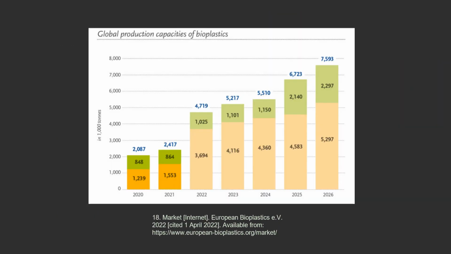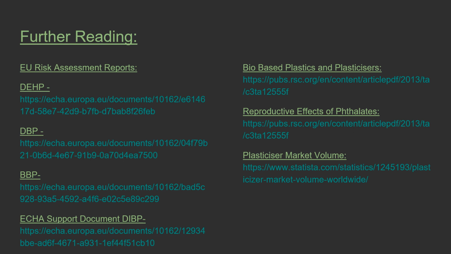And then here is a graph of synthetic petro-based versus bioplasticizers, synthetic in the orange and bio in the green. It's looking at how their global production in tonnes will grow, and the fainter blocks are that way essentially because they're only forecasted. But as you can see, even though production as a whole will increase, the synthetic petroleum-based route is still preferred.